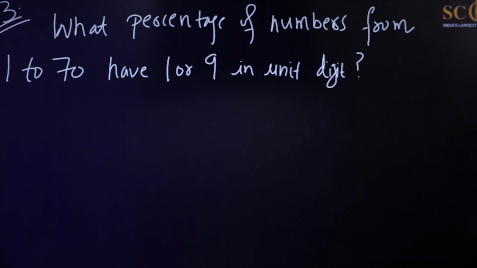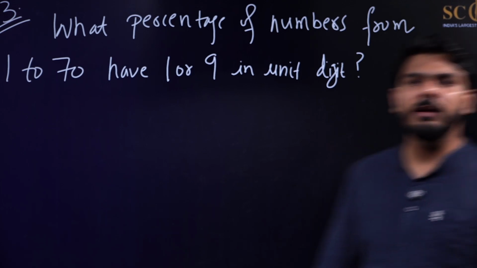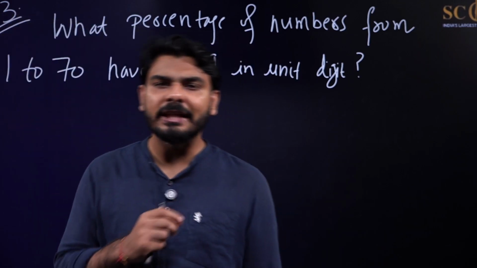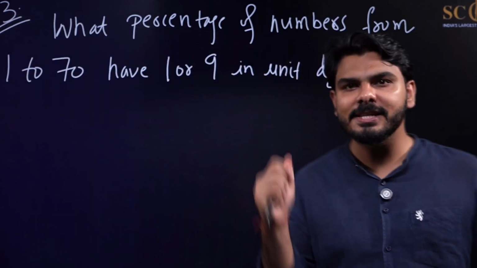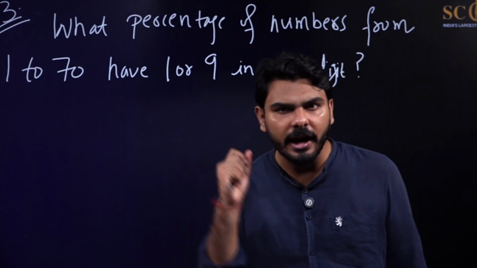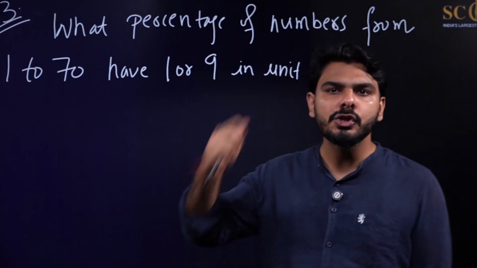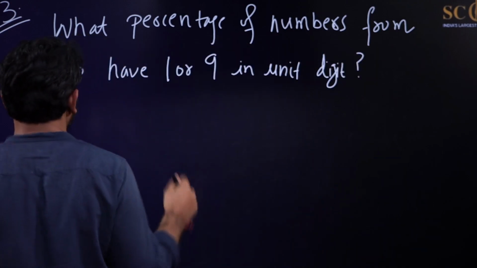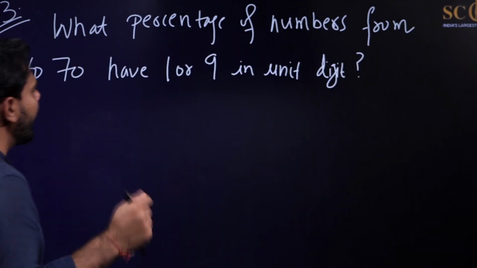So I will give you 30 seconds. Okay, my dear friends, let us now see. I think 30 seconds are over now. So let us see how many of you are getting the correct answer. If you are getting your answer, just put it in the comment box. If you are not getting the answer, just pause the video, solve it, and then check it. Okay. So now, what percentage of numbers from 1 to 70 have 1 or 9 in the unit digit?